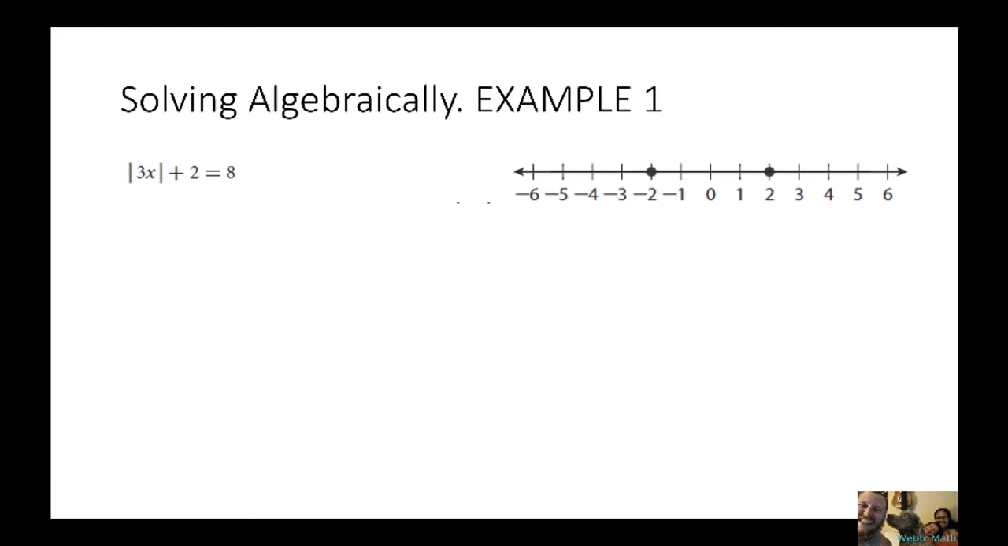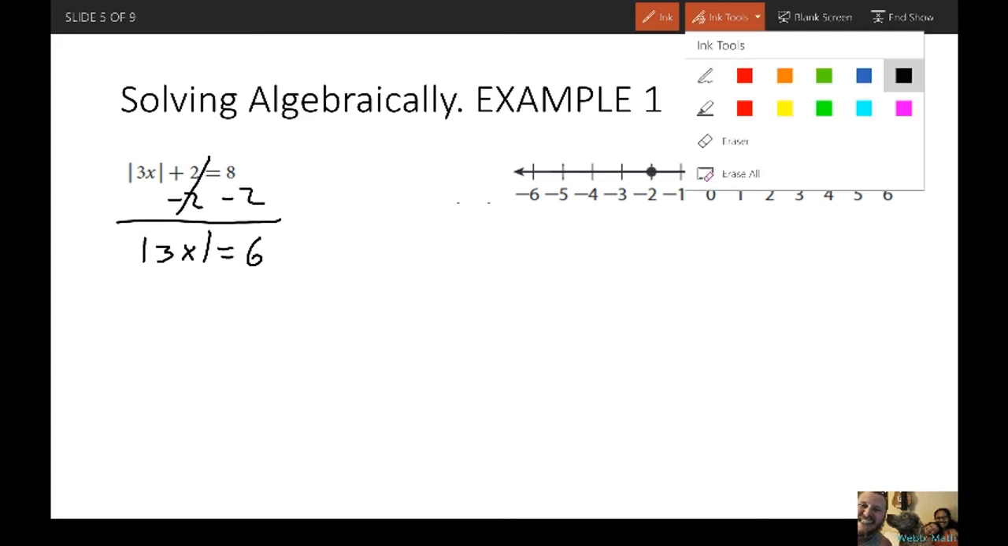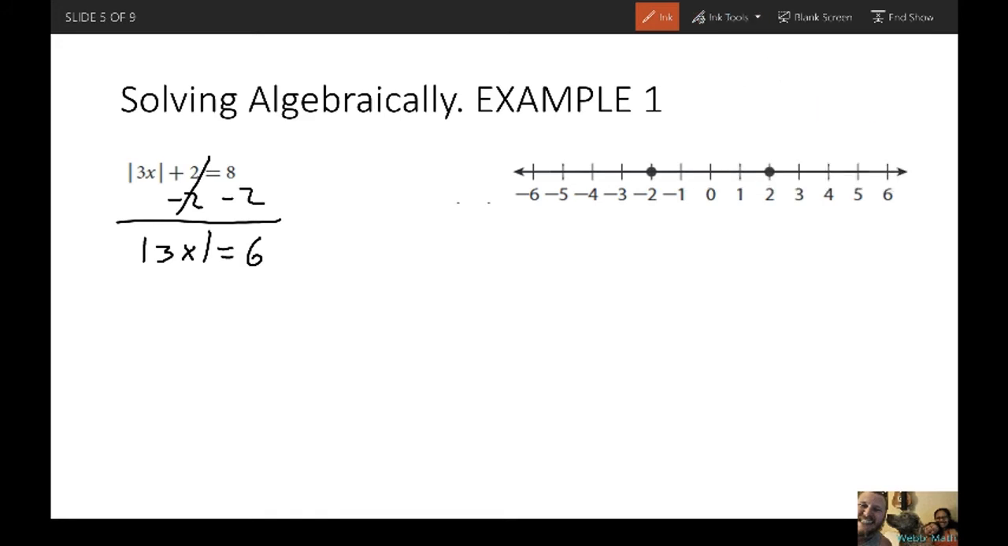So solving algebraically for example 1, I'm going to go ahead and ignore whatever my absolute value expression is on the inside. So I'm not worried about the inside. I'm not worried about 3x. But I am worried about getting him all by himself. So I'm going to go ahead and use the subtraction property. And all I have left is the absolute value of 3x equaling positive 6.